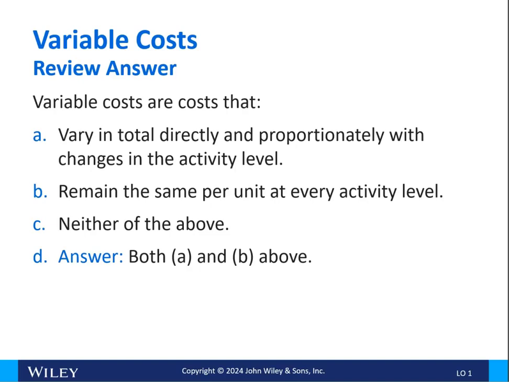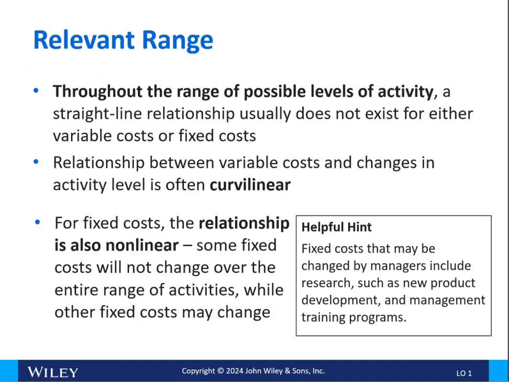The answer is D, both A and B. So it varies directly and proportionally with the changes in activity level, and they remain the same per unit. So the unit price is the same. As you increase or change production, it's going to change the total variable cost.